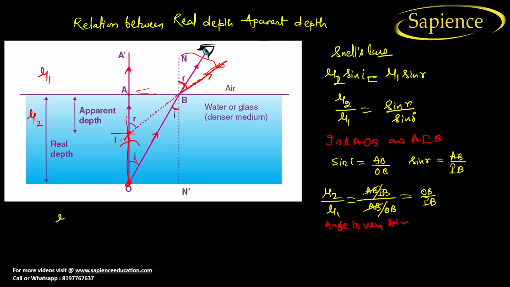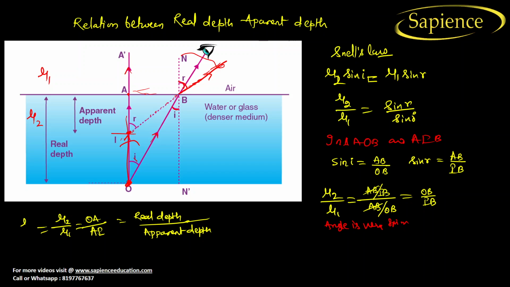So finally we can write mu2 divided by mu1 is equal to OA divided by, and in place of IB we can write AI, because the angle is very small. From this we can say that OA is our real depth, and AI is the apparent depth.